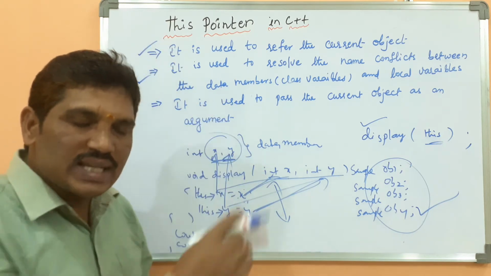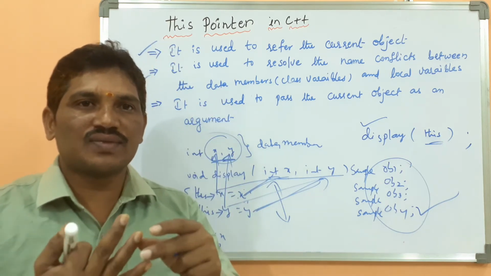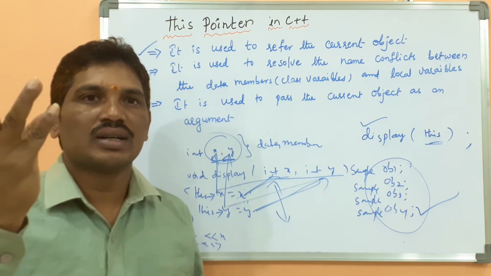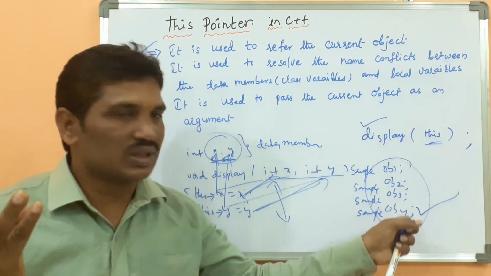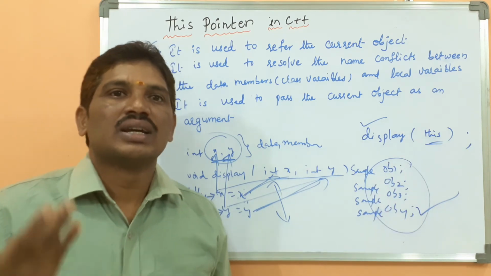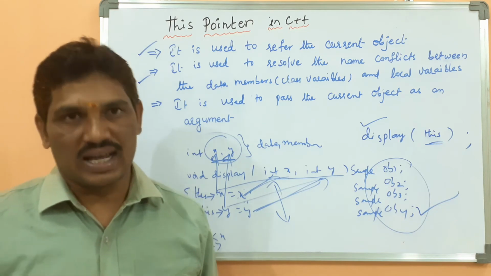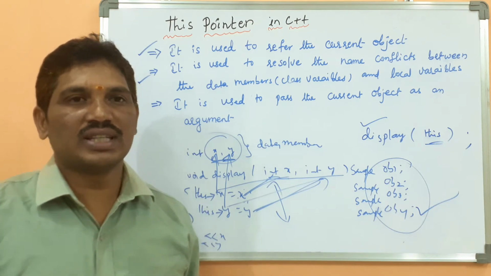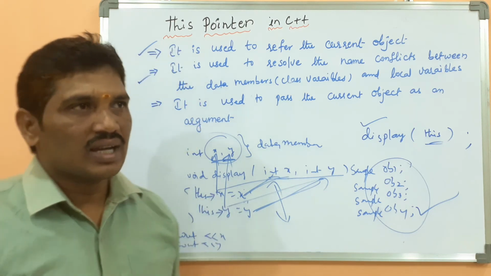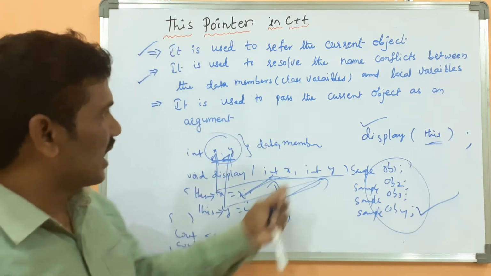These are the uses of the this pointer. The first one is that the this pointer is used to refer to the current object. For example, this one. The second one is used to refer to the data members of a class, or class variables. The this pointer points to the data members of a class.